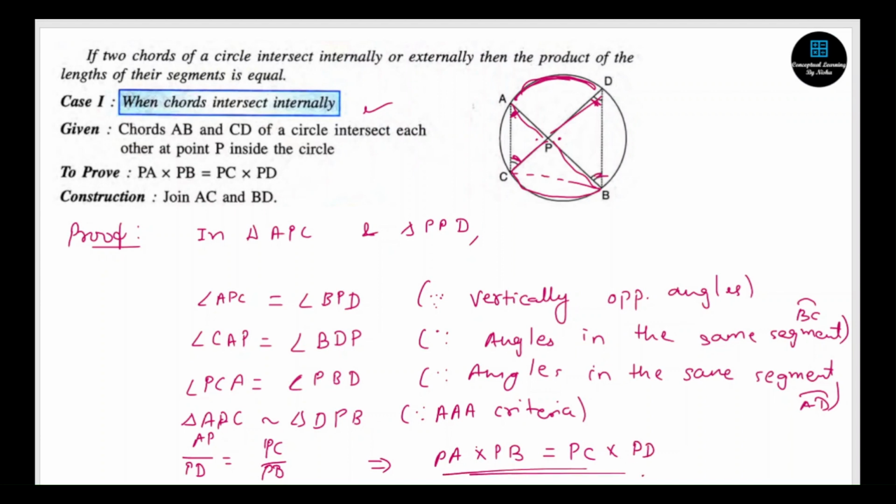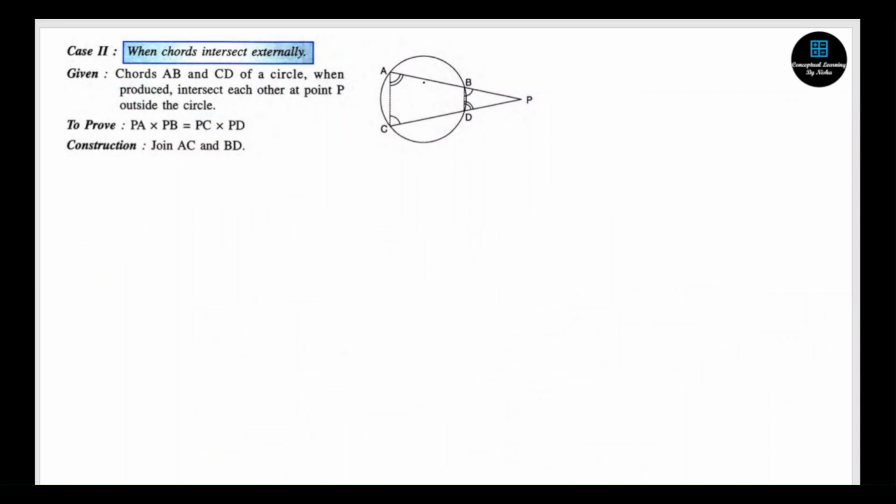Alright. Now, let's talk about the second case. When these chords intersect externally, P is the external point. Now we are joining this, and you can see the figure like this. Now we have to again prove the same result: AP, this whole, into PB equals PC into PD. We have to prove the same result.